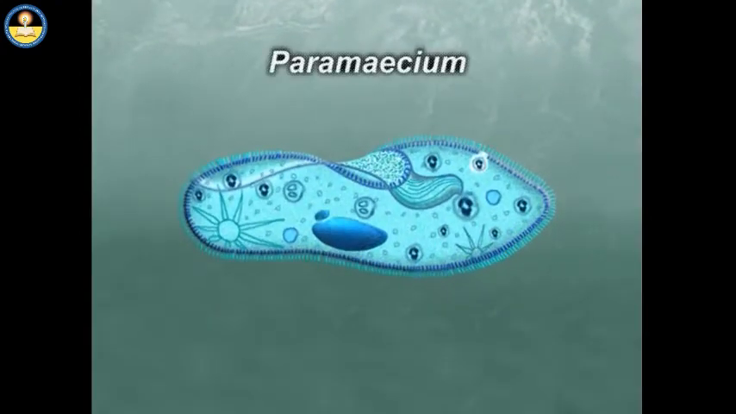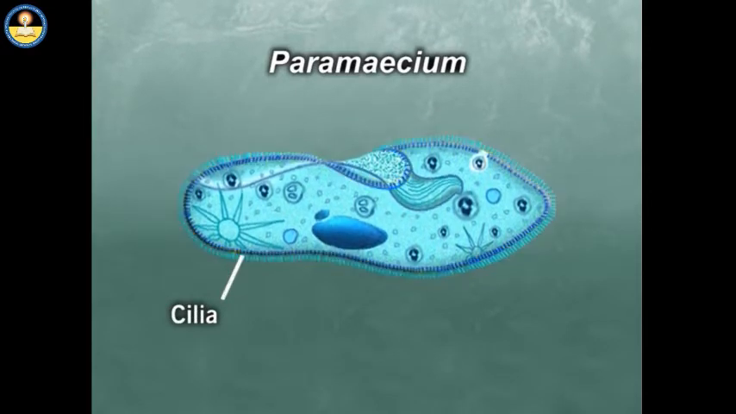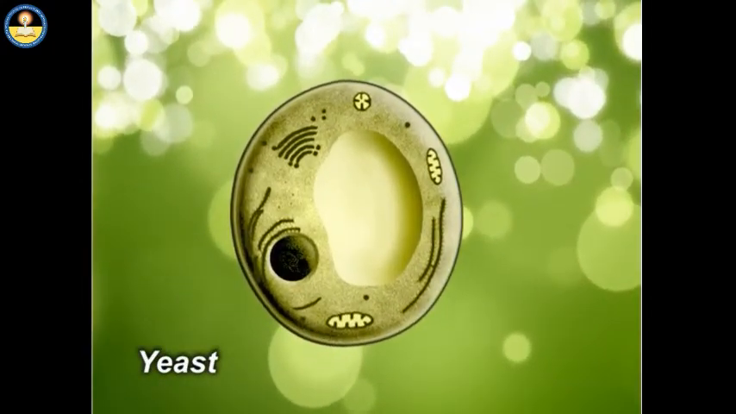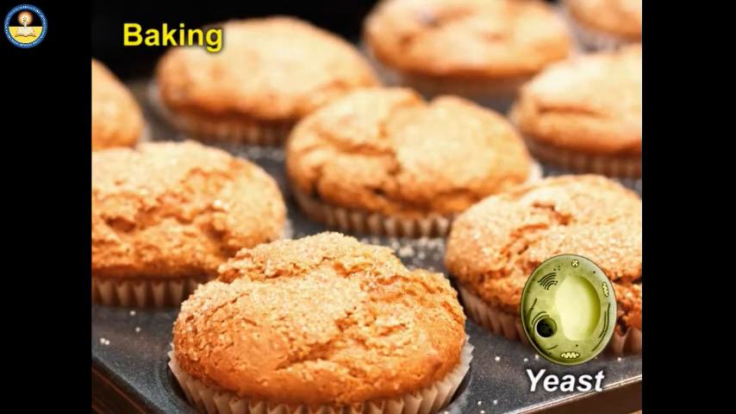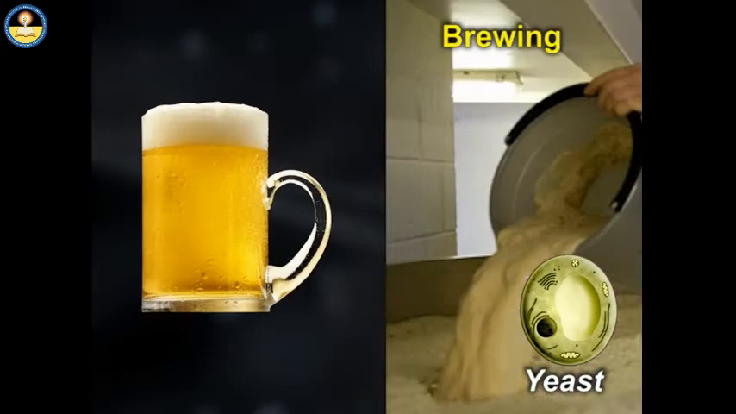Paramecium is also a protozoan, which is ciliate, meaning it has cilia for its movement. Yeasts are eukaryotic microorganisms classified in the kingdom fungi. Most of us know yeast is a very helpful organism, especially in baking, winemaking, and brewing.